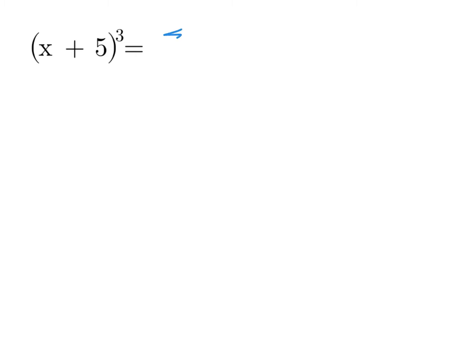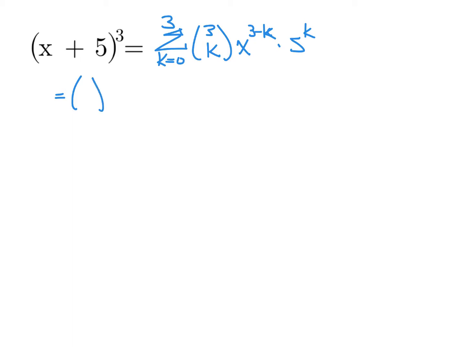So we would take the sum with k starting at 0 and going up to 3 of 3 choose k, then x would be to the 3 minus k power times 5 to the k power. When we expand that, we start with k being 0. So our first term is going to be 3 choose 0, x to the 3 minus 0 power times 5 to the 0 power.